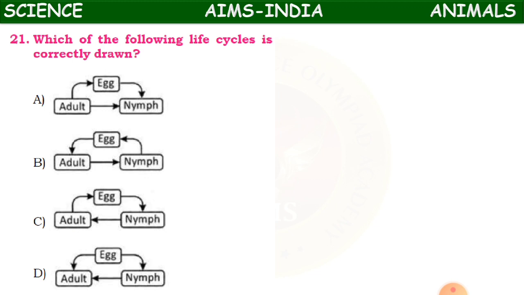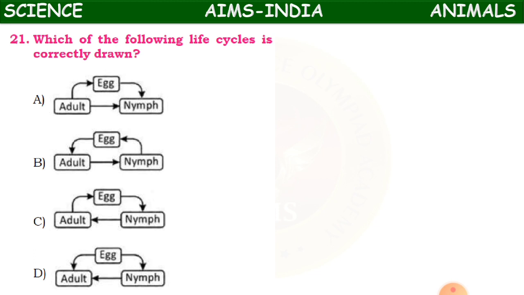Which of the following life cycles is correctly drawn? See, children, here you can see the life cycles of 3 stages. So this is actually the cockroach life cycle. Adult, egg, nymph, all this. The young cockroach is called a nymph. So we have to identify the life cycle which is drawn correctly.